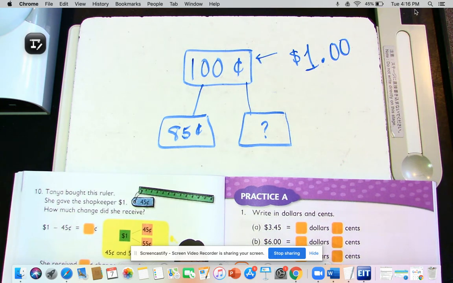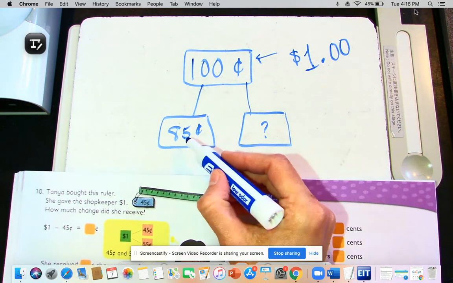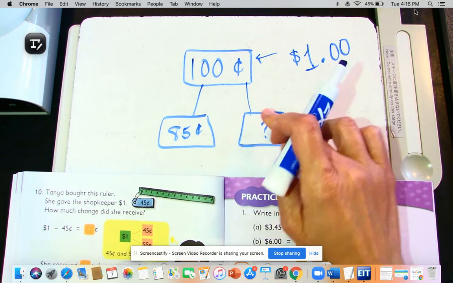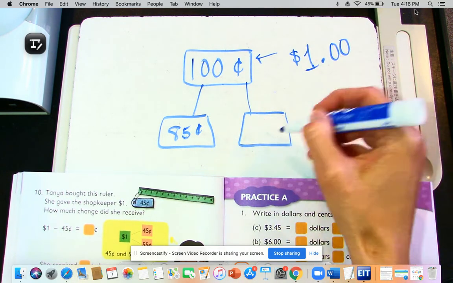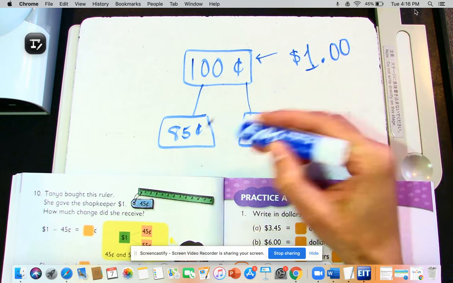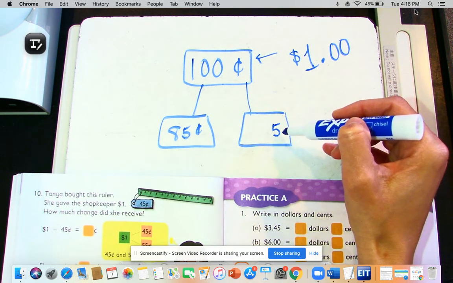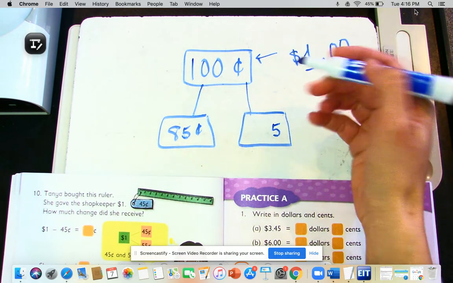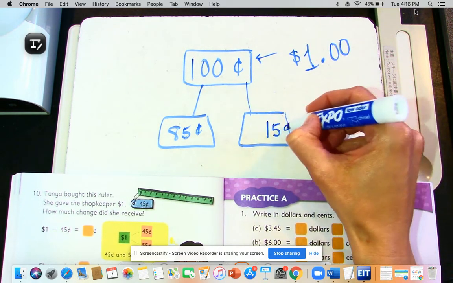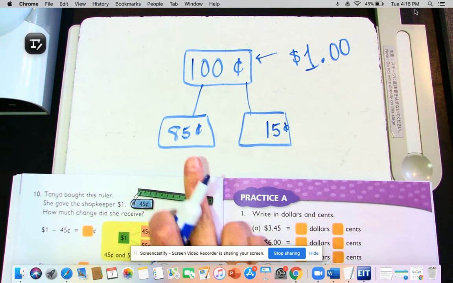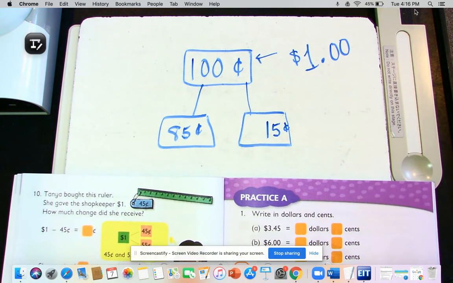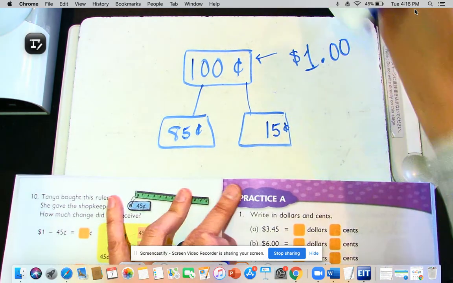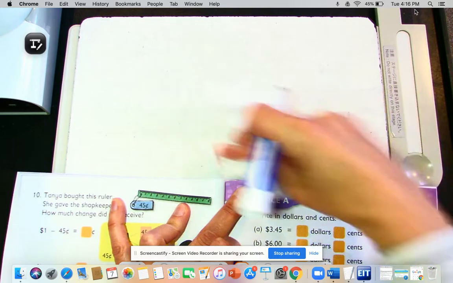I know 85 cents plus 5 cents gets me up to 90 cents. So I could think, if I had a 5 here, then 85 plus 5 gets me up to 90. Then I need 10 more cents to get me up to 100 cents. So we know 85 cents plus 15 cents makes a dollar. It makes 100 cents. So let's try it with $10 now.